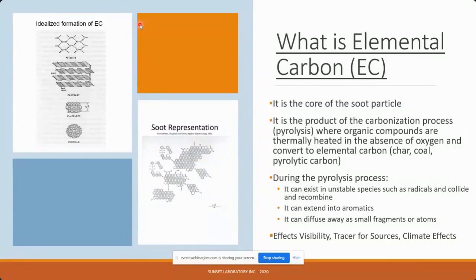Within the combustion process, it is the product of what's called carbonization, sometimes called pyrolysis. Sunset Lab typically refers to this process as pyrolysis, where organic compounds are thermally heated in the absence of oxygen and then convert to elemental carbon, sometimes called char, sometimes called coal, and sometimes called pyrolytic carbon.